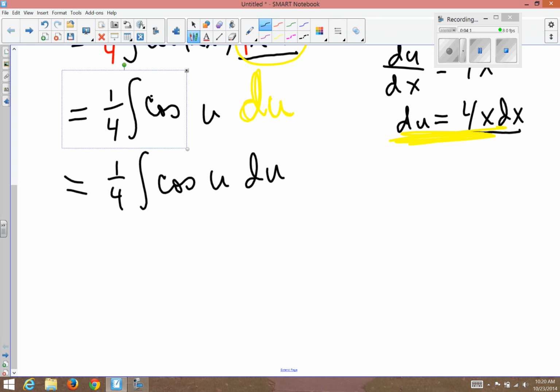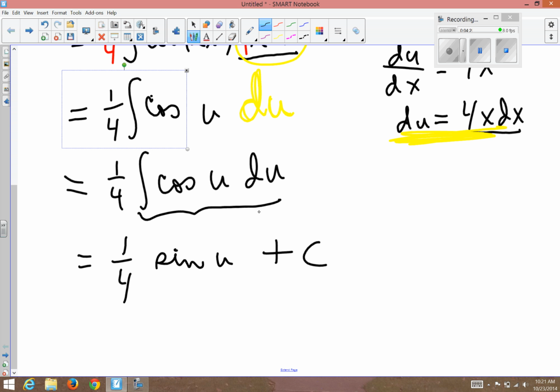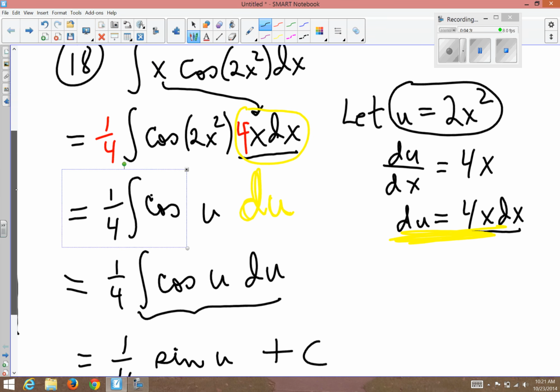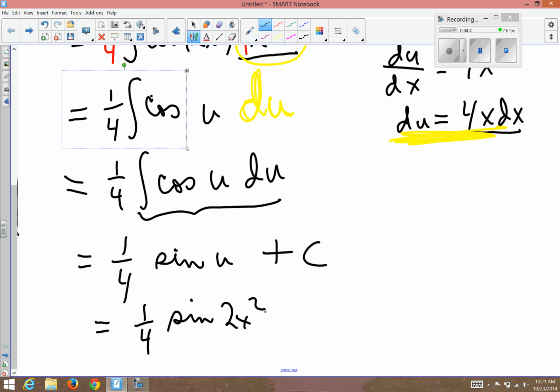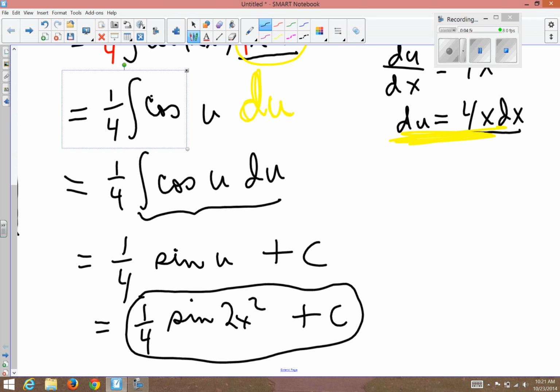And according to the 5th formula on the new sheet you received, the integral of cosine u du is sine u plus c. This is obtained from your formula sheet. That 1/4 in front just gets brought down. The final answer is 1/4 sine 2x squared plus c. Now we're going to check this answer, that I want to repeat that this is the answer.